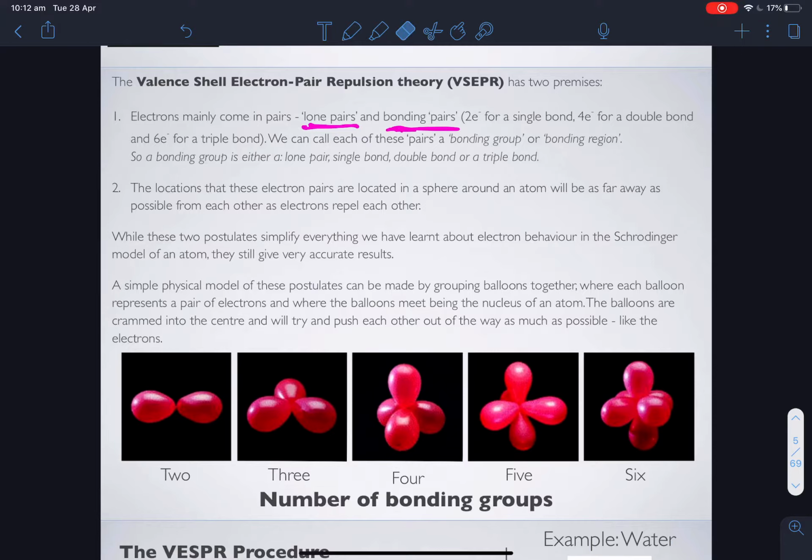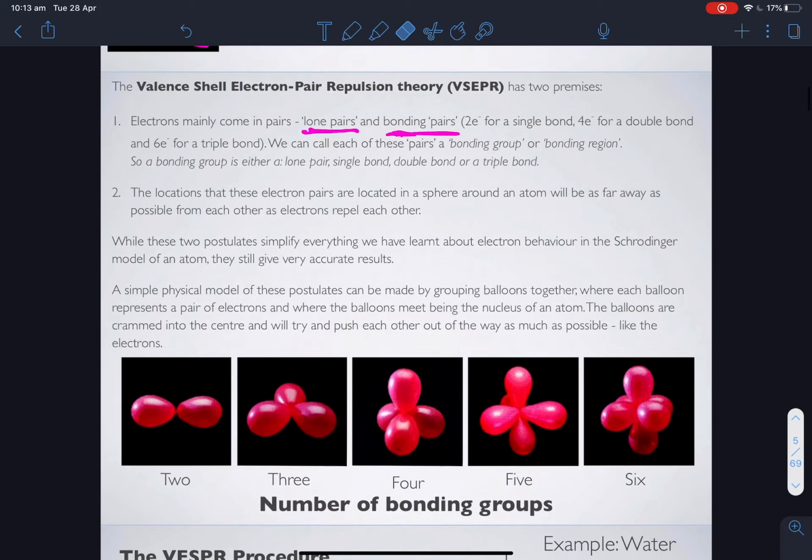Okay, these two postulates simplify everything we've learnt about electron behavior, from the Schrödinger model about electrons being waves and probability shells and all this kind of crazy stuff. It simplifies it so much, but we still get very accurate results. So we can still use these to predict the shape of molecules, and when we use instruments in chemistry to look at these shapes of molecules, because we can see the light coming off them, it's actually really accurate. It does a really good job.